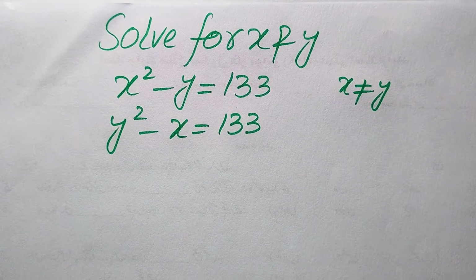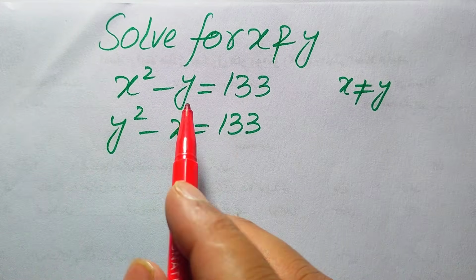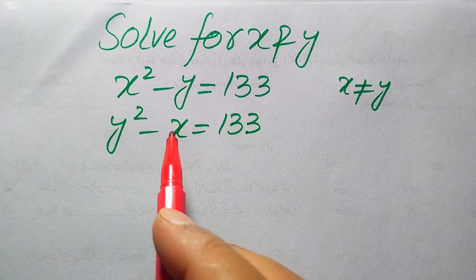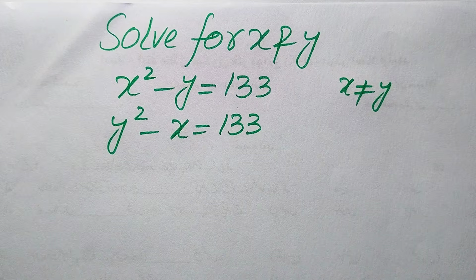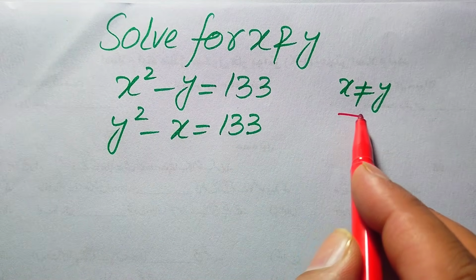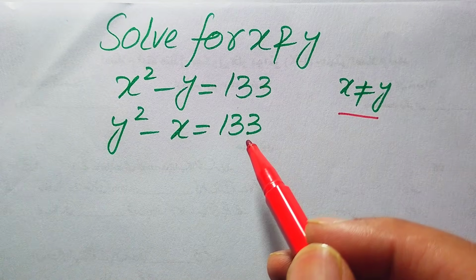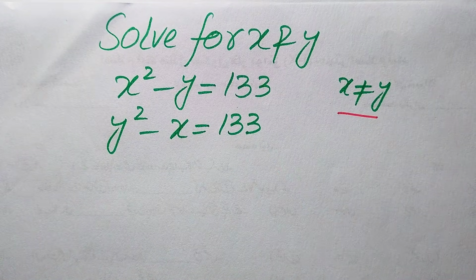Hello everyone, welcome to solve this nice math Olympiad exponential equation problem. Here we have two simultaneous equations: x square minus y equals 133 and y square minus x also equals 133, and we solve this problem for all the values of x and y. But remember one thing: x and y are not equal, or in other words, we solve this problem for distinct values of x and y.